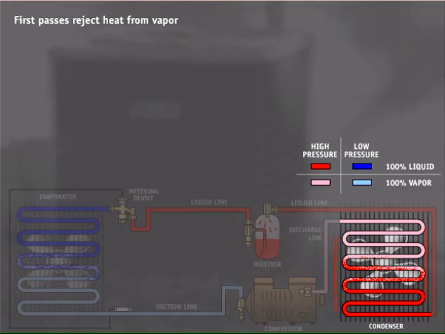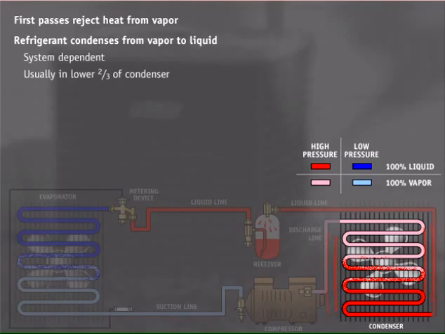The first passes of the condenser coil reject heat from the high-temperature refrigerant vapor. Once the refrigerant rejects enough heat, it will reach its condensing temperature and condensation, or the phase change from gas to liquid, can begin. As more heat is rejected from the 100% vapor, it will force the vapor to gradually change to liquid until 100% liquid is all that remains.